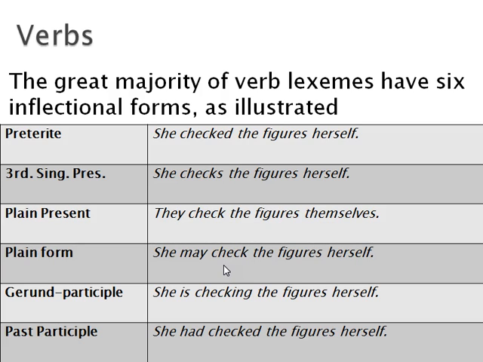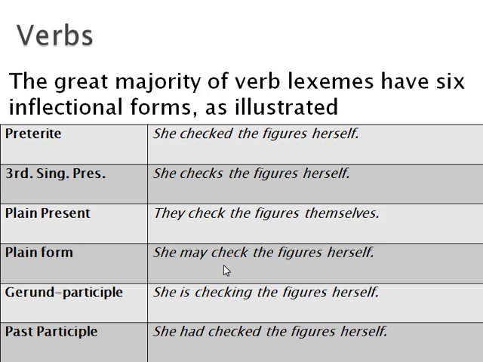Then, the gerund participle. She is checking the figures herself. This ing here indicates what she is doing. So she's taking part in the action of checking the figures. In this case, it's gerund and it's also a participle. It's gerund because it indicates that the action is continuous, and it's a participle because she's taking part in the action. And the past participle: she had checked the figures herself.